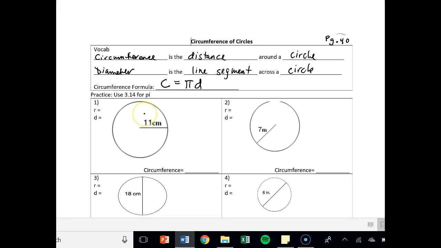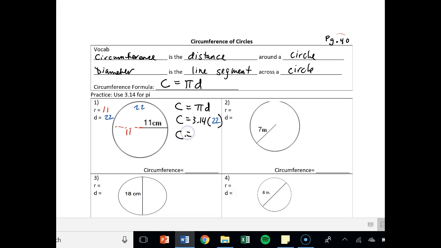And you'll notice in number 1, we're given a radius. That one goes halfway across the circle. So if it's a radius of 11, that means if we extended this line, this would also be 11. So our diameter would actually be 22. So in order to figure out the circumference or the distance around this circle, I would say C is equal to pi d. And then I would say C is equal to 3.14 times 22. And go ahead and highlight that you plugged in 22.